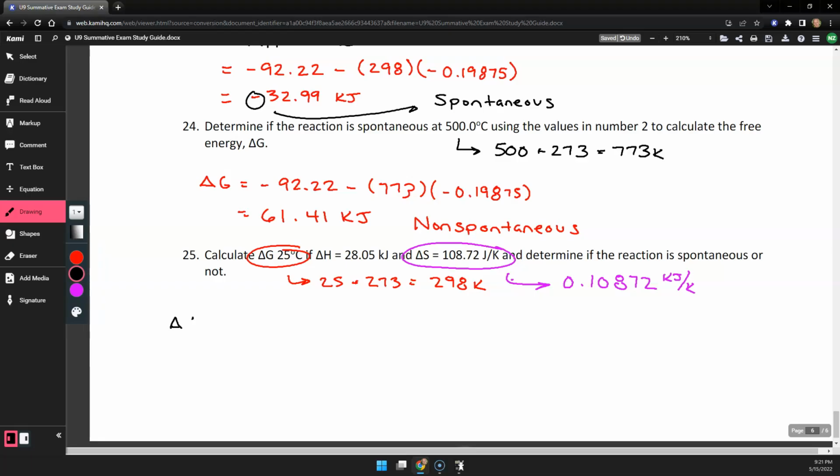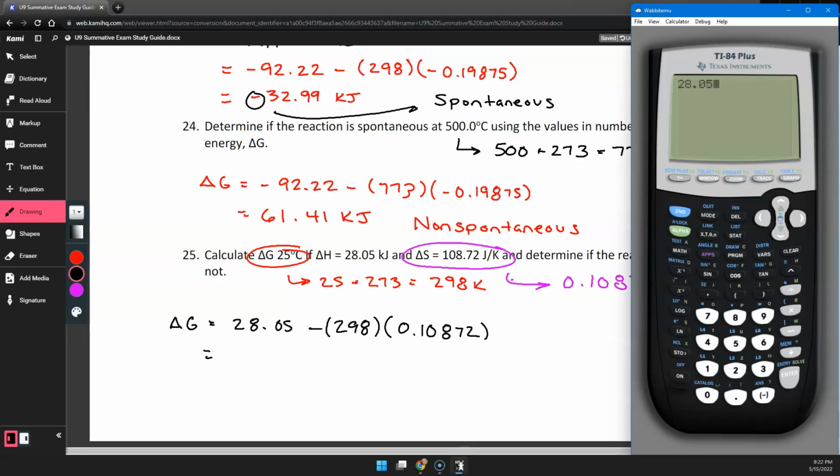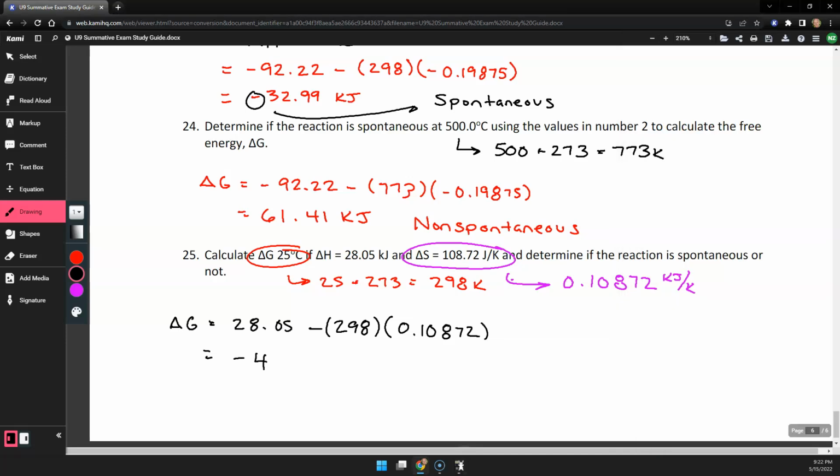Now we can plug in. Delta H is 28.05 minus the temperature, 298, times our delta S value, 0.10872. All right, we got negative 4.34 kilojoules. It's negative, so it's going to be spontaneous.